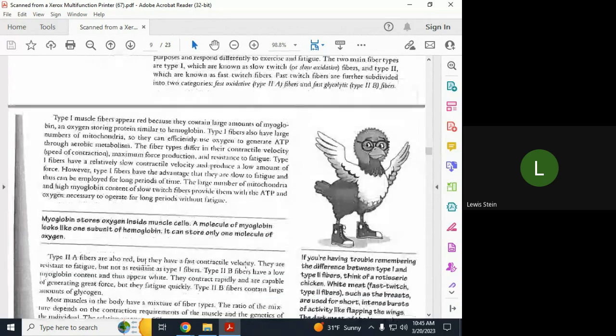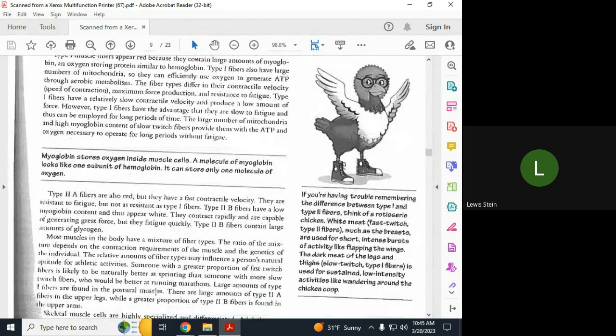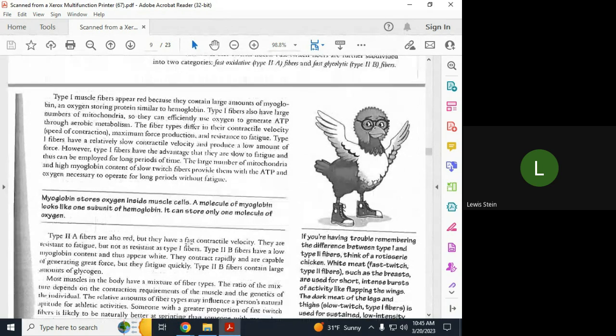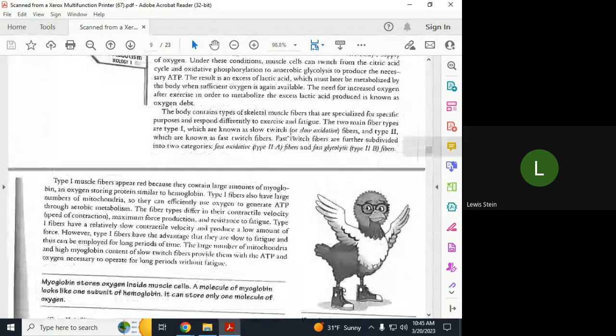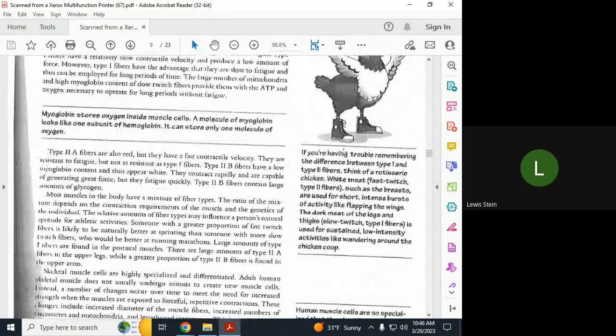Type 2A has a sufficient amount of myoglobin to be red. They're faster, resistant to fatigue, but not as much as type 1. Type 2B has lower myoglobin, so they're whiter in color. They contract rapidly and are capable of generating force, but they fatigue quickly. So you can see those different kinds of fibers that they describe. The type 1s and the type 2As are a little bit different, but the type 2Bs you're only using really for short bursts more than anything else.